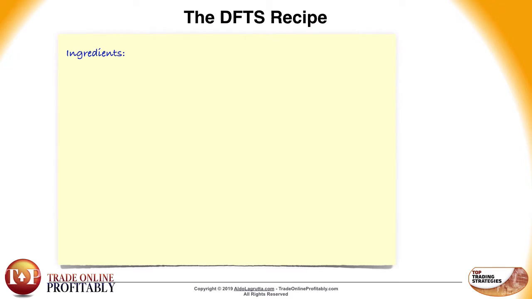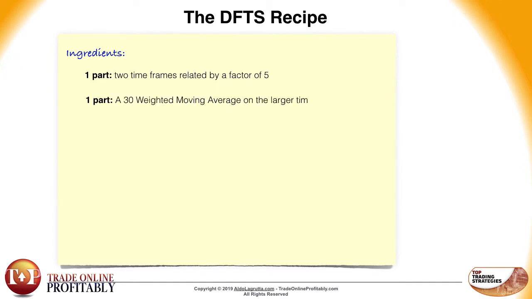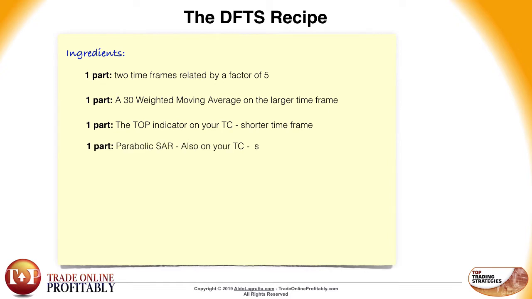So first, the ingredients. We need to add, as our first part, 2 time frames related by a factor of 5. To the larger time frame, we need to add a 30 weighted moving average. To our shorter time frame, we need to add the top indicator as our trigger chart. And also on our shorter time frame, our trigger chart, we need to add our parabolic SAR. And just with these 4 ingredients, we can prepare a delicious recipe that generates money consistently.